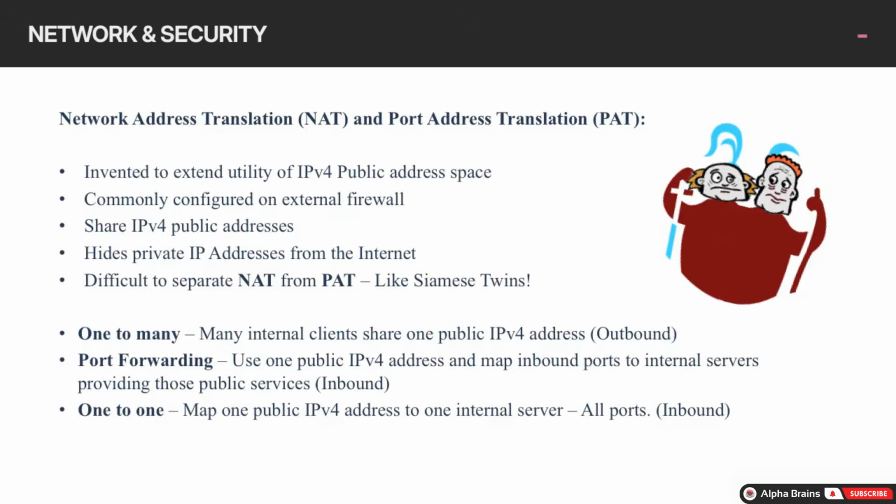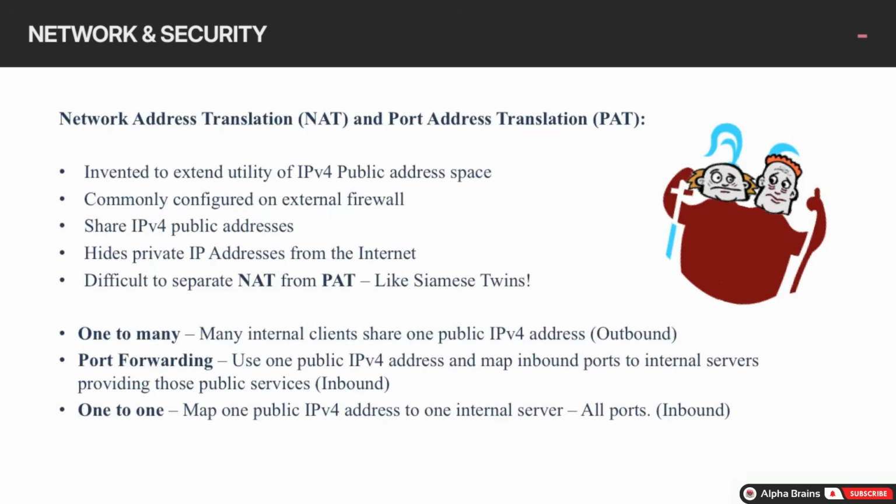So what we can use NAT and PAT for is to use one public IP address and share that one address amongst dozens or hundreds or even perhaps a few thousand users on the private network. Many clients can share one public IP address for use on the public internet for browsing purposes.